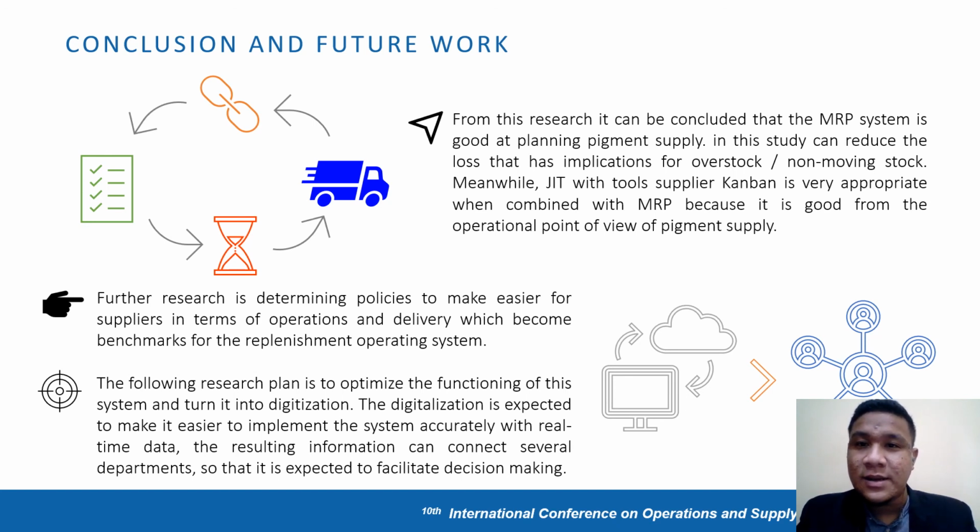And the second is future research to determine a policy that makes it easier for the suppliers in terms of operation and delivery, which becomes a benchmark for the replenishment operating system. And then third, the following research plan is to optimize the function of the system and turn it into digitalization, with the expectation of making it easier to implement the system accurately with real-time data. The resulting information can connect to several departments.